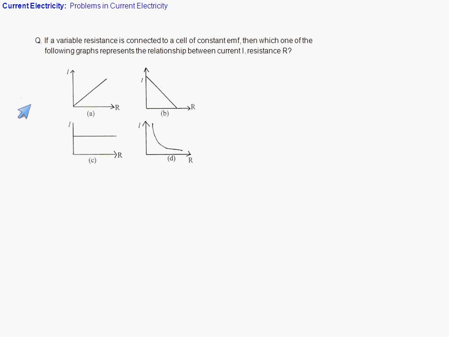This question states: if a variable resistance is connected to a cell of constant EMF, then which one of the following graphs represents the relation between current I and resistance R?